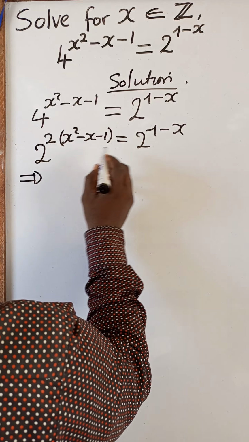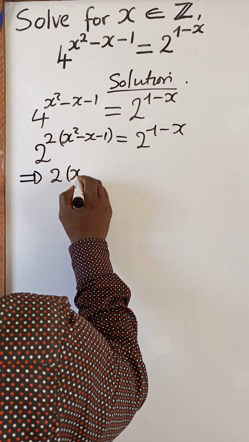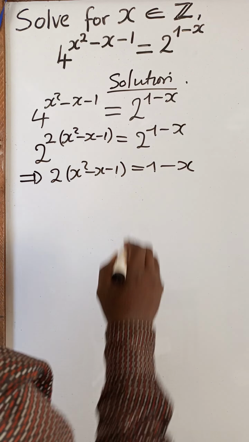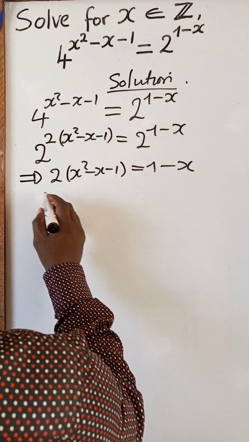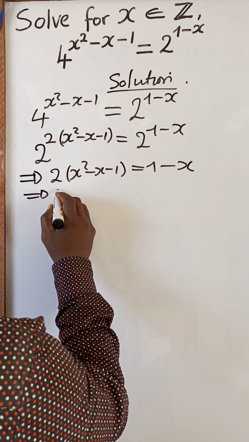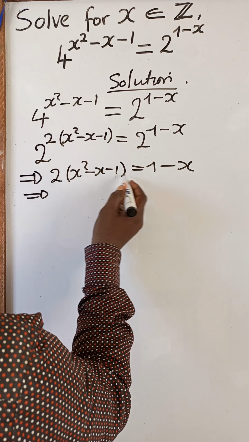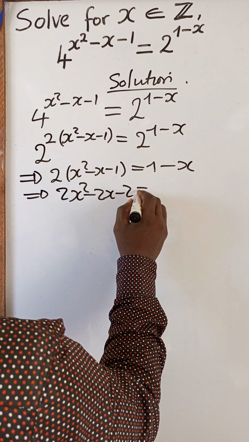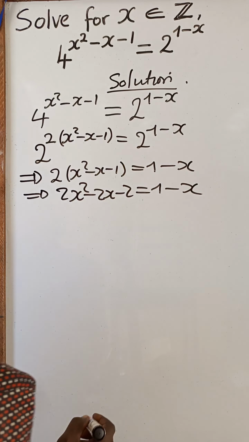Now we have the bases equal, so we have the right to equate the powers. So let's open this parenthesis and distribute 2 into this expression. We have 2x squared minus 2x minus 2 is equal to 1 minus x.